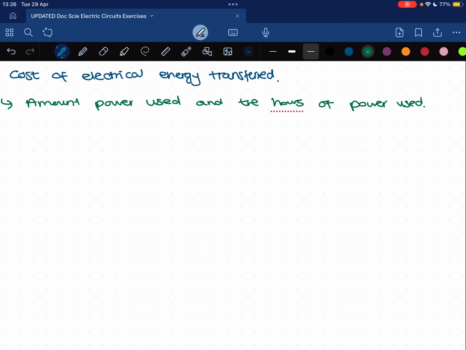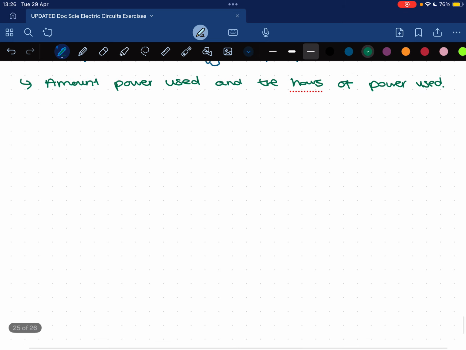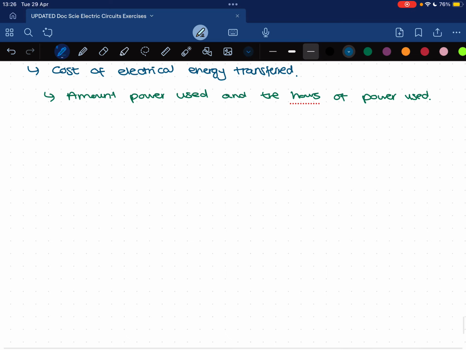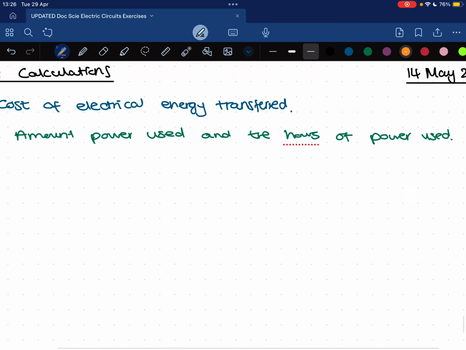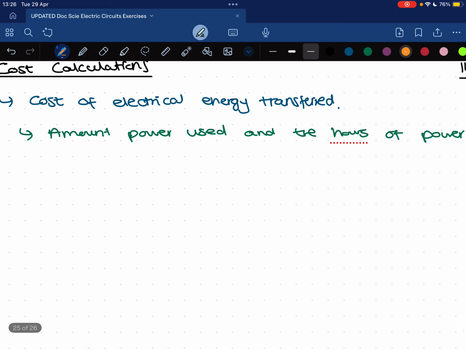So what that means is that we are trying to calculate the cost of electricity for electrical devices by first calculating the amount of energy that is transferred in the appliance and then multiplying that by the time that is used. So basically then we can say that the energy transfer, if you can recall, is equal to the power multiplied by the time. So W is equal to P times T.